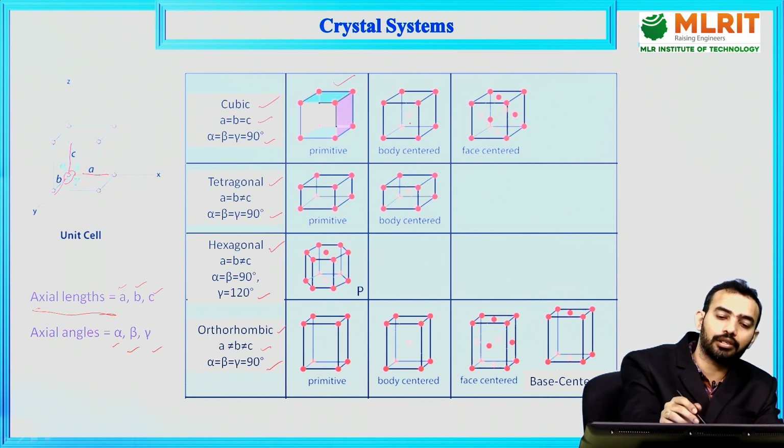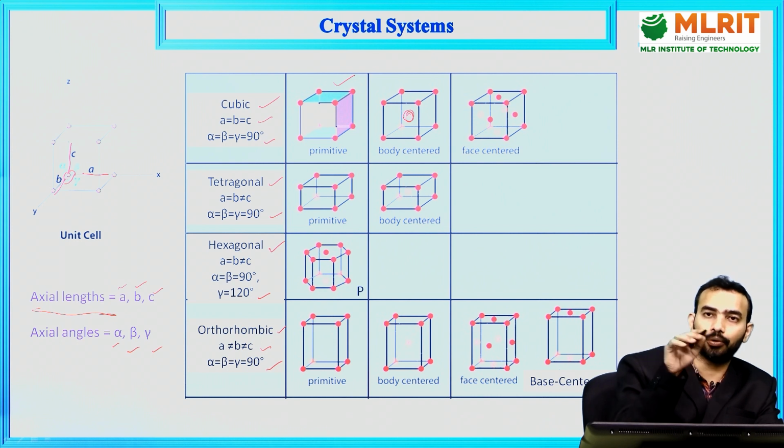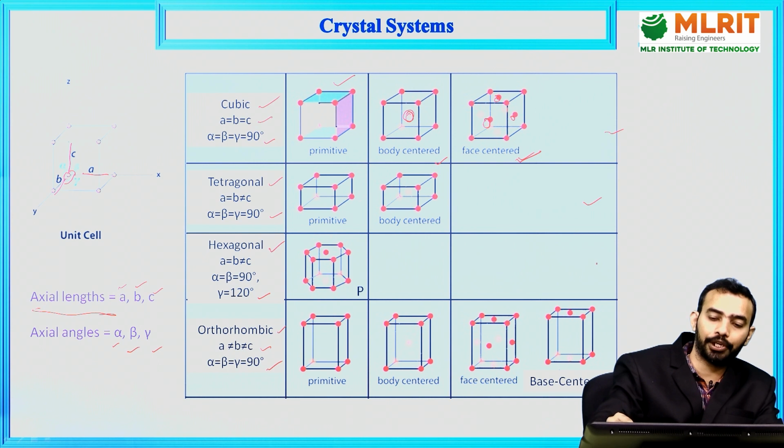Within the cubic system, we have the basic cube system, then the body centered. One complete atom is situated in the center of the unit cell, and that is considered to be a body centered cubic system. Then face centered: an atom is situated on every face of the unit cell, at the center of the face. That is considered to be a face centered cubic system. Like this, in each and every crystal system, we have either the primitive one or a different positioning of the atoms.